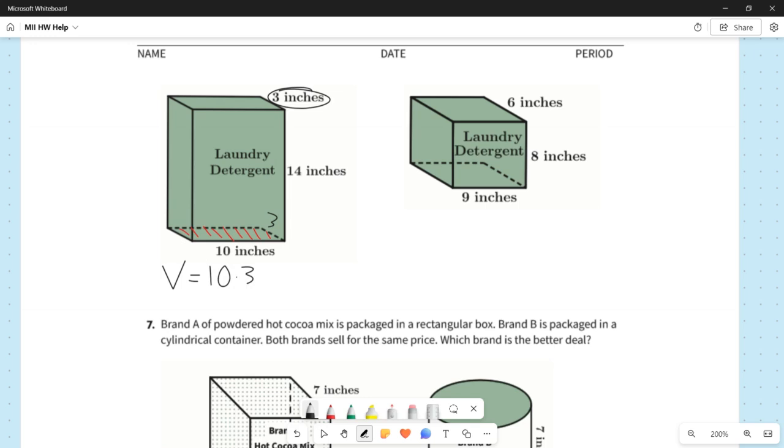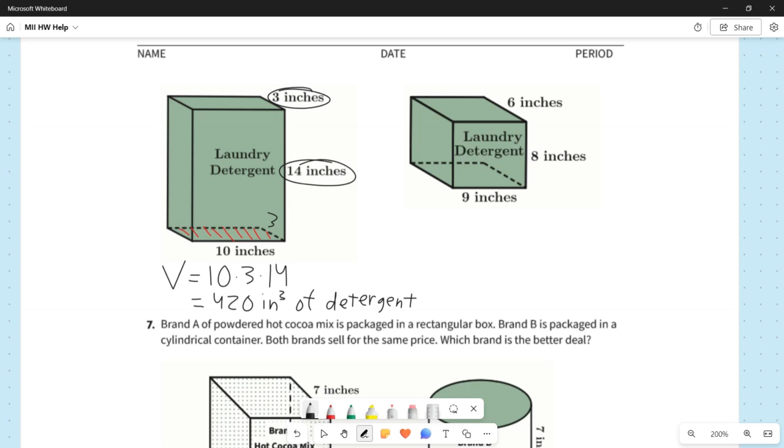That's the area of my base, and then the height of the figure is how far apart the bases are. Well, they give us that. They give us 14. So my volume here is going to be 10 times 3 times 14, which is 420 cubic inches of detergent. So the box on the left, the cereal box, contains 420 cubic inches of detergent.